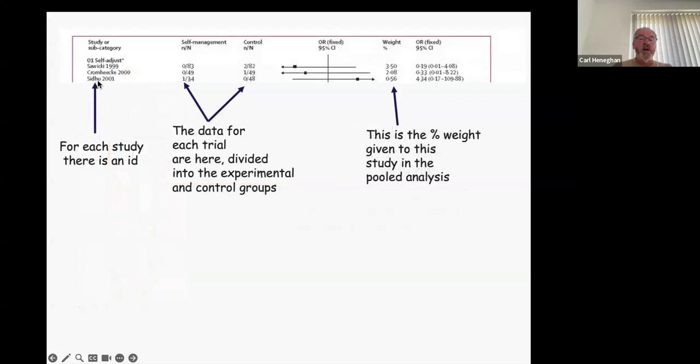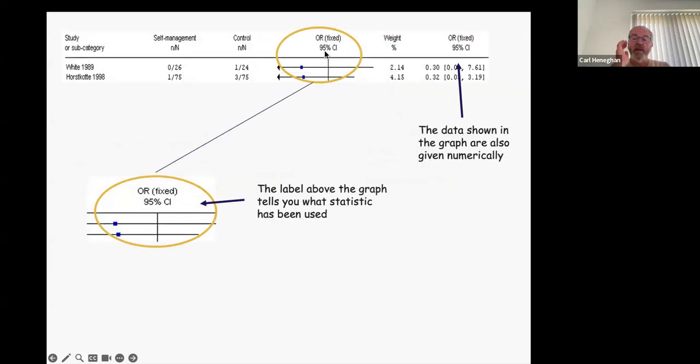Now, for each study, there's an ID, often the author's name with the year. The data for each trial are divided into the experimental group and the control group. And this is the percentage weight given to the studies in the pooled analysis. And then at the top, the label above the graph tells you what statistic has been used. The data shown in the graph are also given numerically. So this tells you, for instance, this is an odds ratio. This is the average effect, the mean effect, which is here represented by 0.30. And this is the confidence interval, which is represented by these lines.